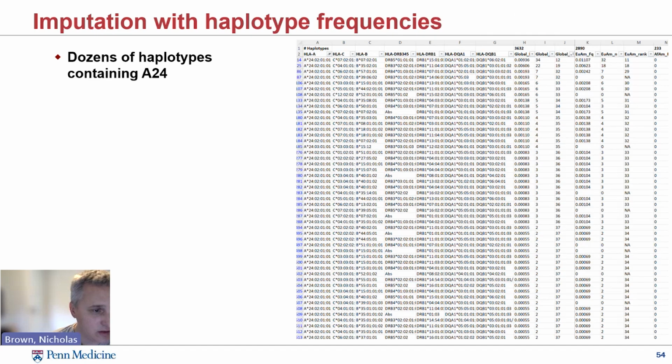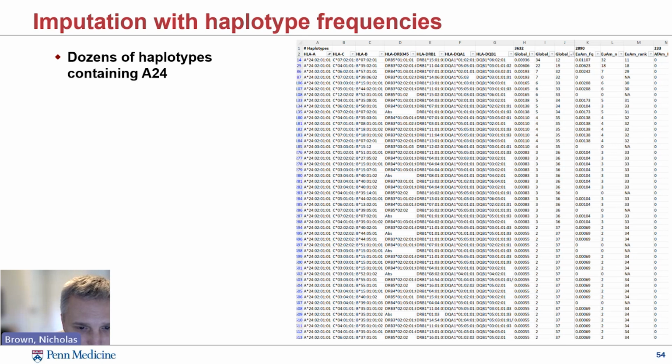But one of the things that we can do is use haplotype frequencies. The whole idea of a haplotype is a set of genes that are all encoded on the same chromosome and tend to be passed down from parents to children as a block.